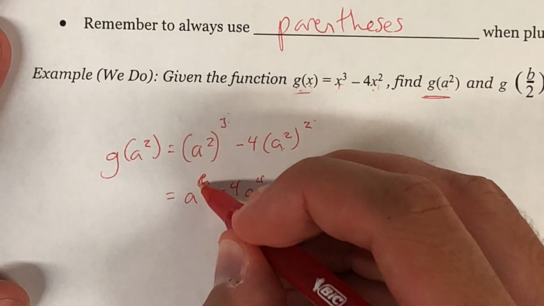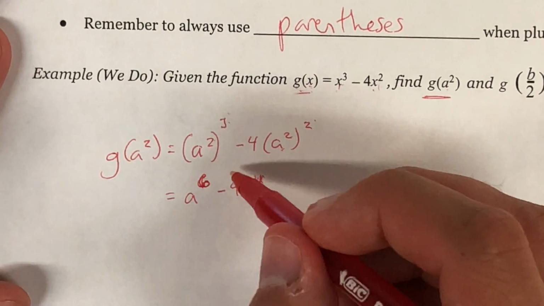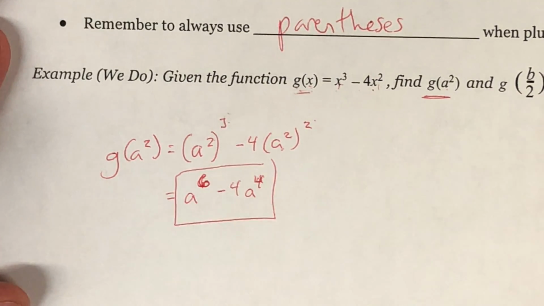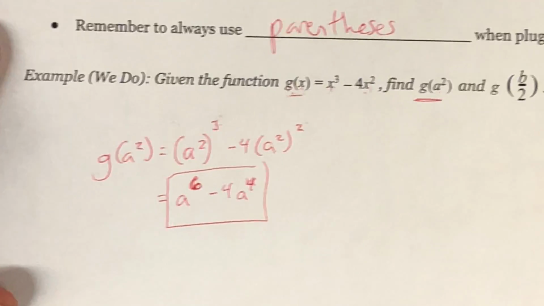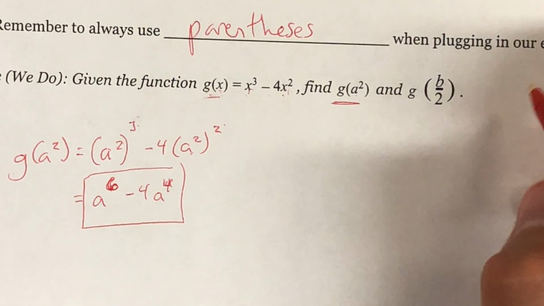And these are not like terms since the exponents are different, so there's nothing more to simplify there. So g of a squared is just a to the 6th minus a to the 4th. Let's do another. So now we have g of b over 2.